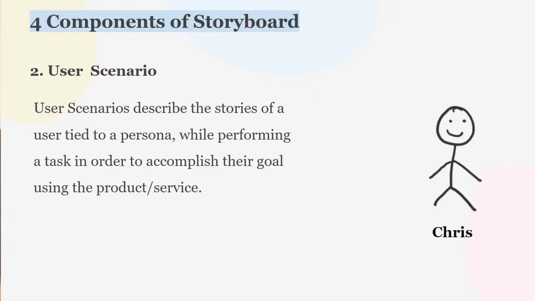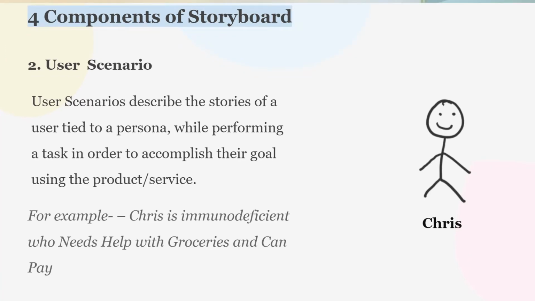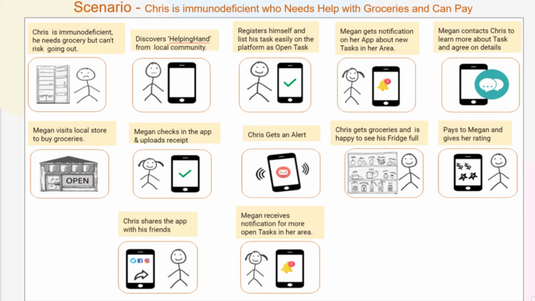Let's move ahead to understand component number 2, which is to create user scenarios. A user scenario is described as the story of a user tied to a persona while performing a task in order to accomplish their goal using the product or service. For example, for this storyboard example, the user scenario that I've created is that Chris is an immunodeficient person who needs help with groceries and can pay. It's important that your user scenario should not be too broad or too narrow, so that the other person does not get confused. A user scenario is essentially just a gist of your storyboard.